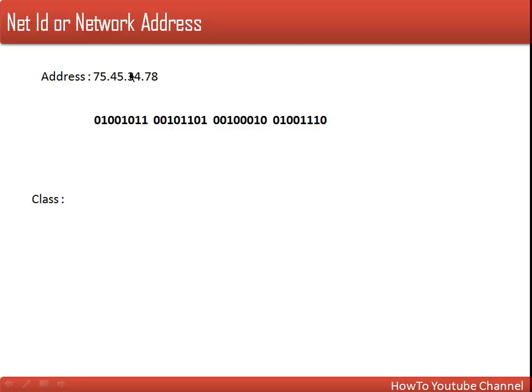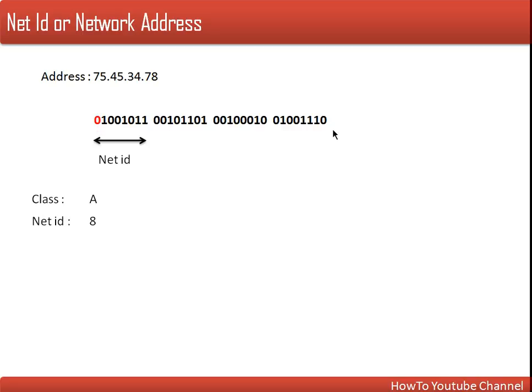So what we will do, first we will convert this IP address into binary, and by looking at the starting bits 0 1, we can say this belongs to class A. So in class A, you need to remember this one. For class A, network ID is 8 bits from this side, the most significant 8 bits. So these 8 bits are network ID, remaining are the host ID.